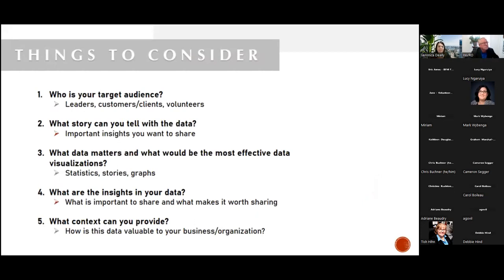So, who are you reaching out to? Is it your leaders? Is it your customers or clients? Or is it your volunteers? Because dependent on who your audience is, you may present the information differently.